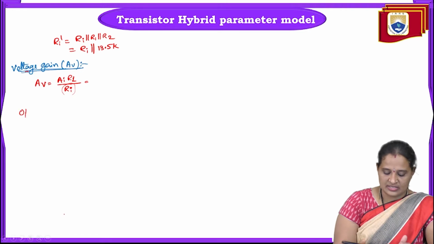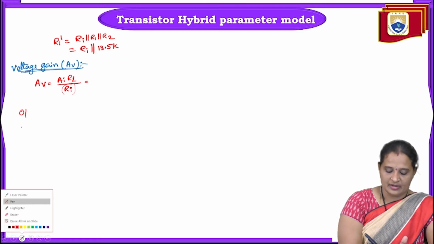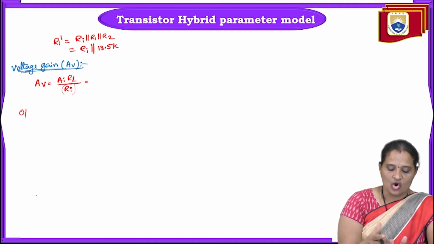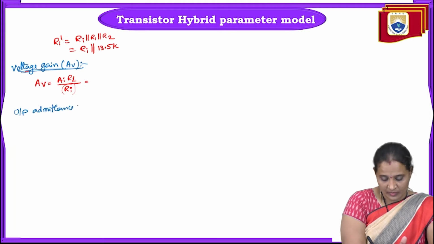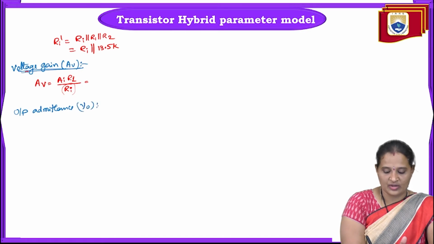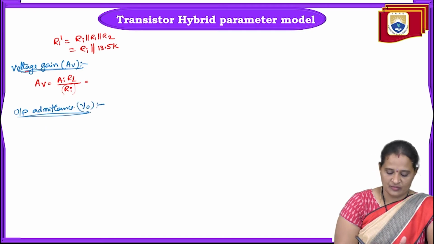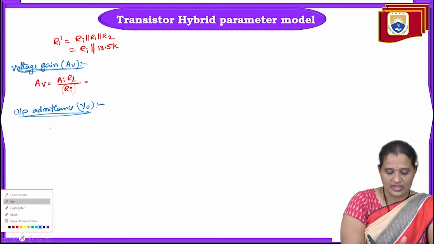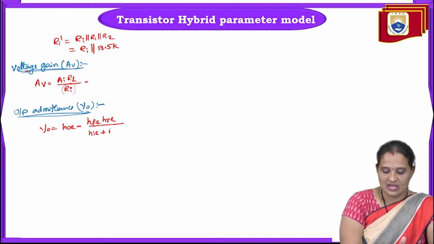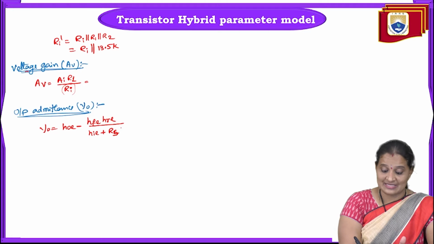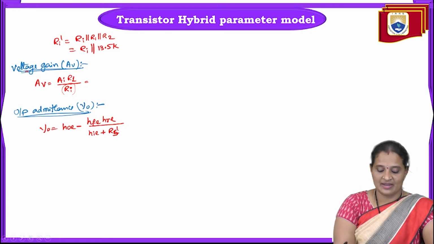And now the next thing is output admittance, that is represented with Y0. So here, what is the formula for Y0? We already know that the formula for Y0 is given by HOE minus HFE into HRE divided by HIE plus RS dash. Okay, HIE plus RS dash.